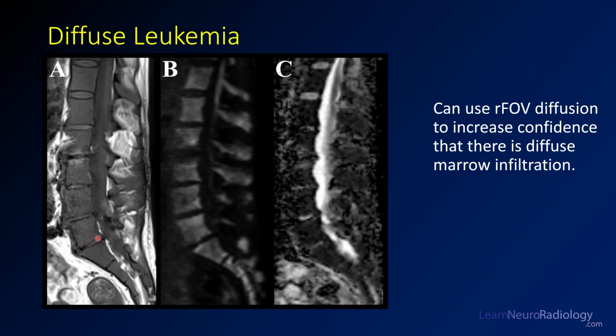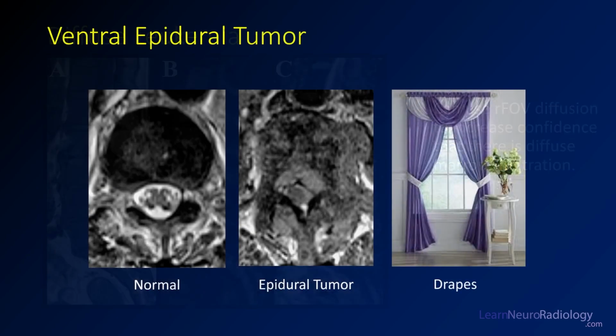Sometimes you'll see this appearance in people with chronic anemia, but if you do see this, you want to think about, does the patient have an infiltrative process or diffuse systemic process which is causing this to happen? Diffusion can help you see if there's cellular abnormalities in the marrow, or if it's very cellular, to increase your level of suspicion for a systemic process.